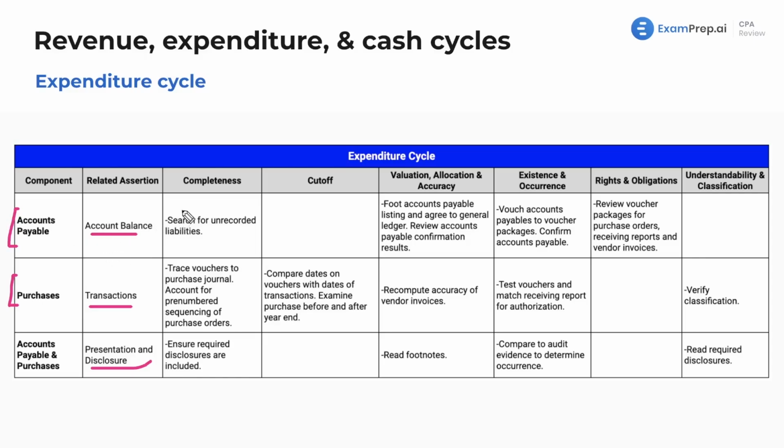With accounts payable, for completeness, we're going to search for unrecorded liabilities. That is our process. We've got different procedures, which we will see later on. Obviously, like I said, we'll talk about those. We saw those for AR. Now, for valuation, allocation, and accuracy, we want to foot accounts payable listing and agree to the general ledger. We want to essentially tie out the listing of AP and agree to the ledger, review the accounts payable confirmation for results. Like I said, we're probably not going to use AP confirmations as much as AR and bank, but we can use them.